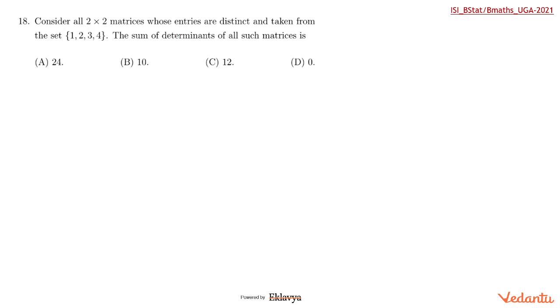Consider all 2 cross 2 matrices whose entries are distinct and taken from the set 1, 2, 3, 4. ठीक है, तो इसमें question number 18 है ये. Consider all 2 cross 2 matrices whose entries are, जैसे कि हमने कोई matrix लिया 1, 2, 3, 4 using distinct entries, taken from the set this. Sum of determinants of all such matrices.